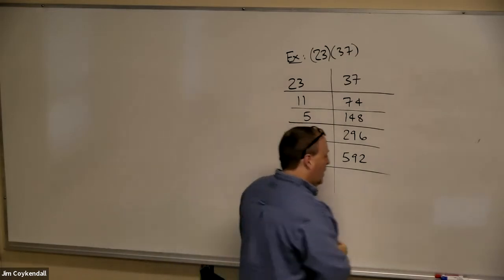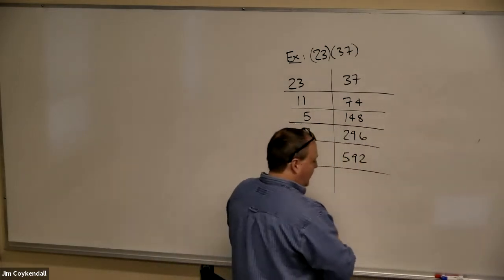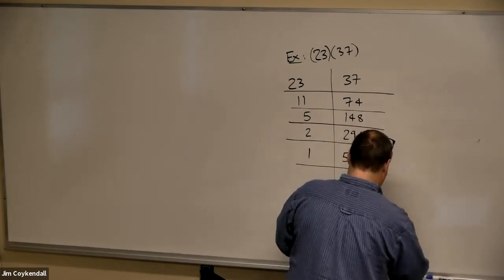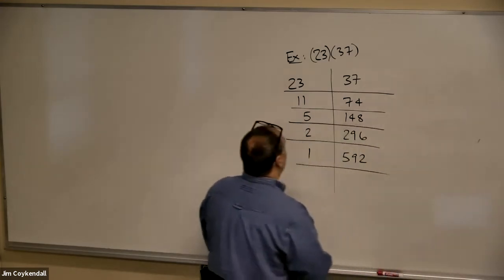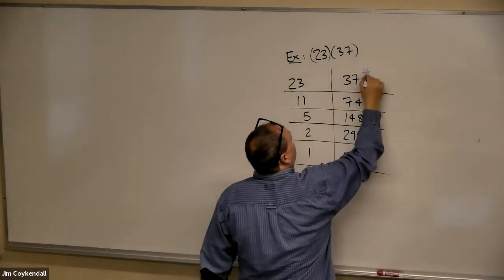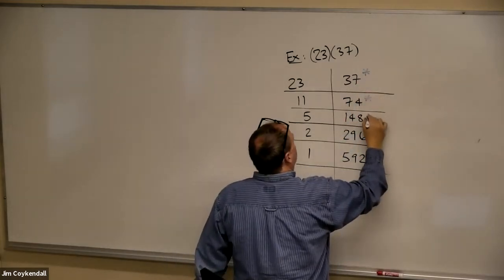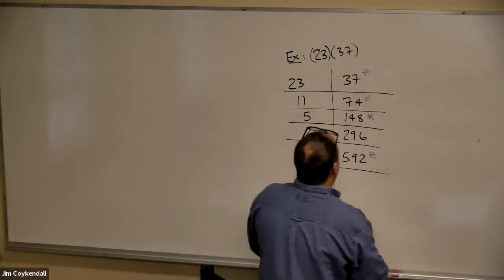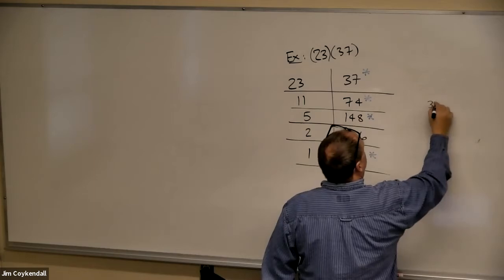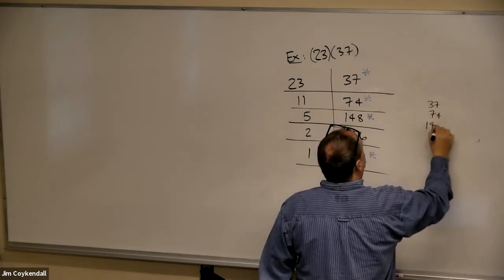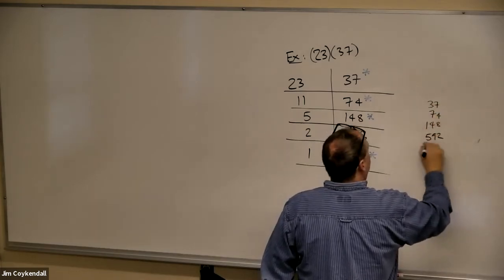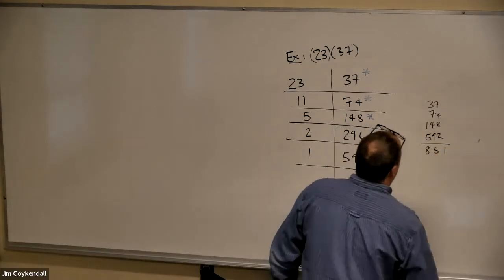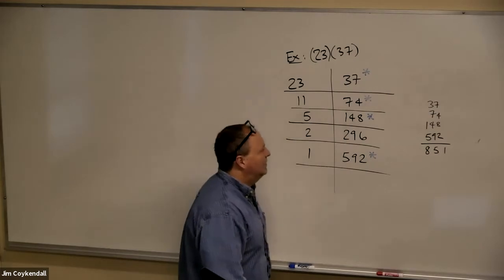Now, what we have to do is add up the stuff, because the Romans could add up the stuff that's in the right column that corresponds to an odd entry. So that includes the 23, that's odd, and that's odd. And let's hope this works out right. So you should get 37, 74, 148, and 592, which is 851. That look right to you guys?